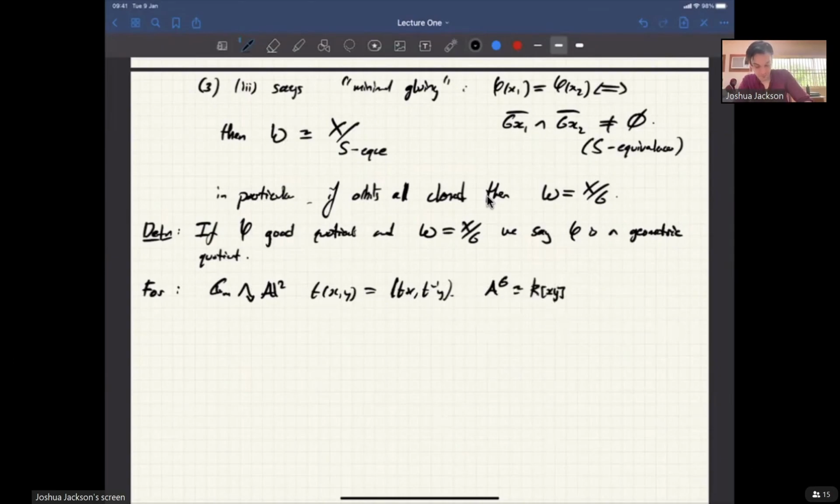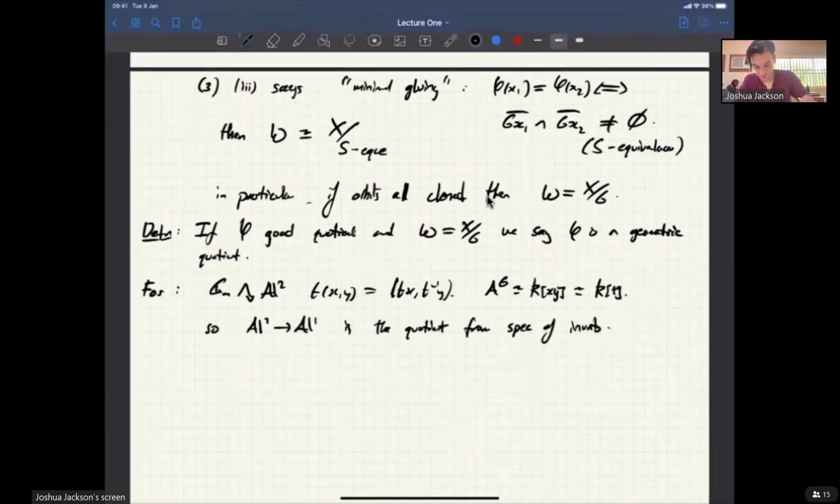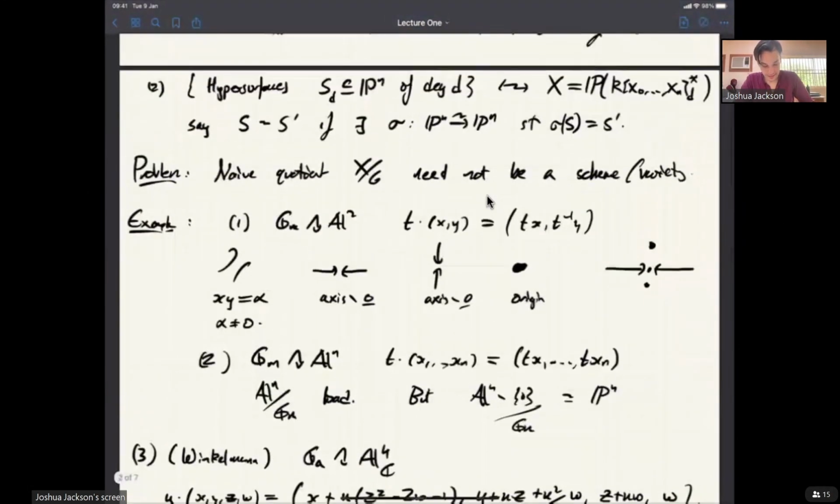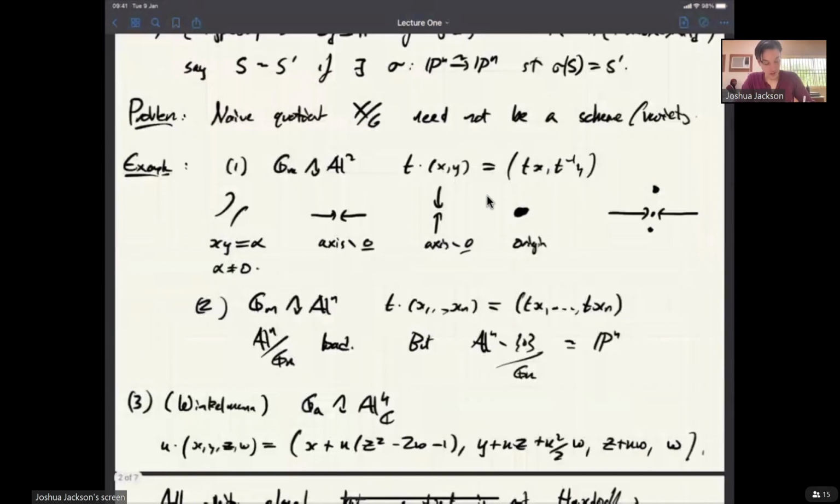So this is, of course, isomorphic to just a polynomial ring in one variable. So A^2 to A^1 is the quotient from Spec of invariants. If you recall the picture that I drew here, we had these nice closed orbits, and then we had these three origins that all wanted to be the origin. And what this has done, if we take Spec of invariants, is it's glued those three things together. It says, okay, fine, if you all want to be the origin, you can all be the origin. And then it just glues them together.